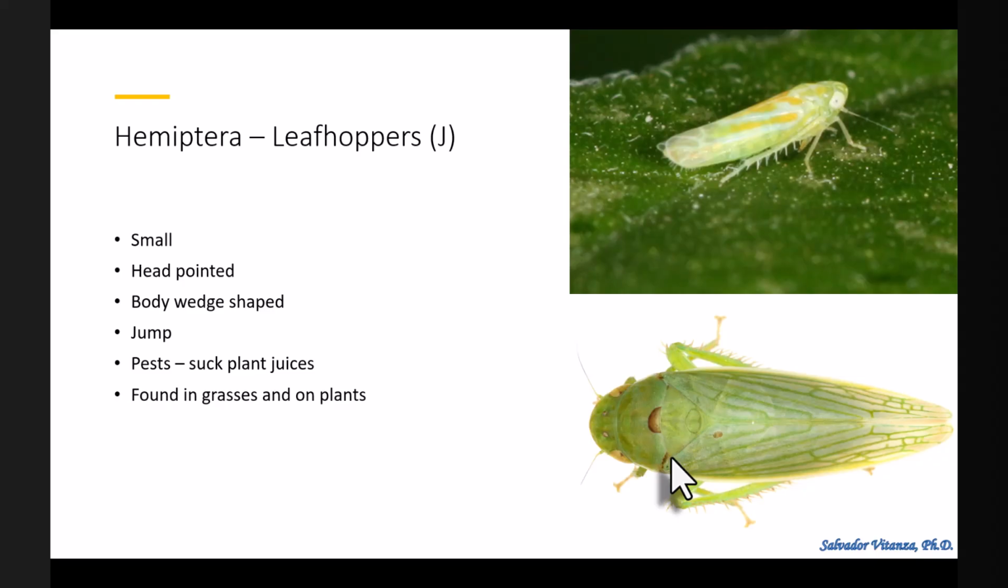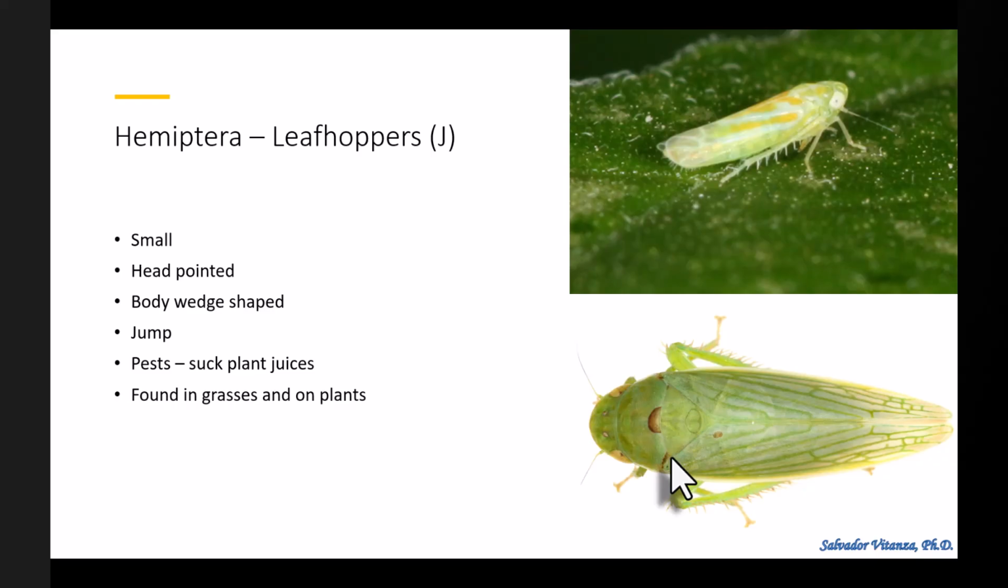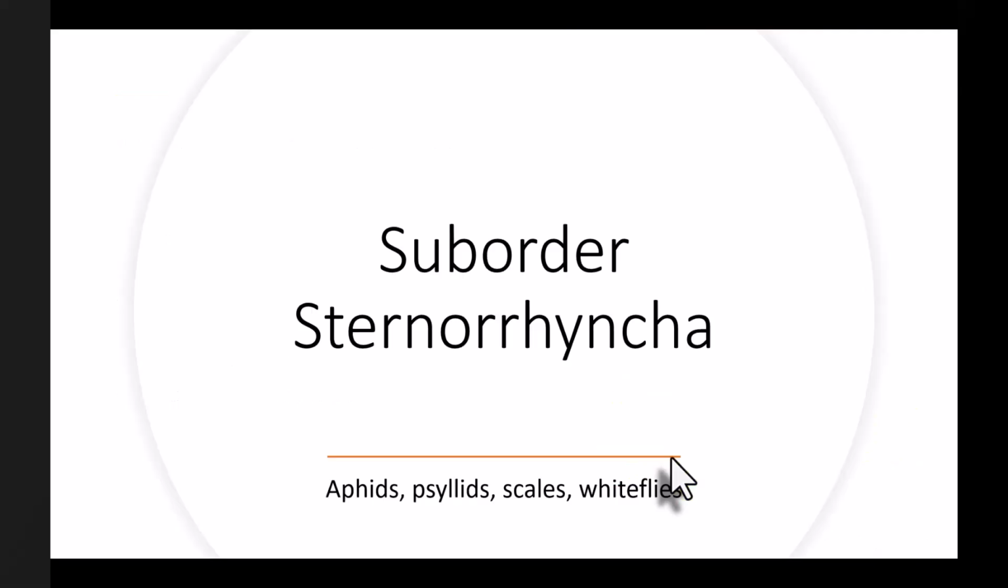They are considered pests. They suck the juices of plants, and they're found in a number of different places. They're found on grasses and on plants, different types of plants. So the host for them would just be various plants.